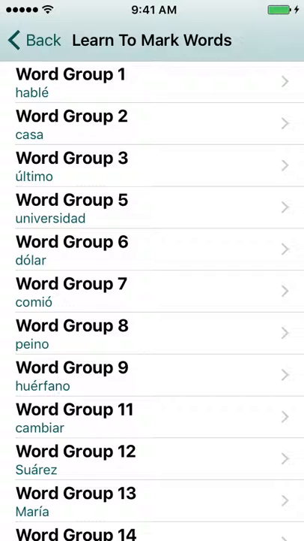This app is called Accent Marker, and it teaches you not just to learn the rules, but to be able to apply and acquire the application of those rules. In other words, you become proficient at marking words in Spanish. All words in Spanish either get a mark or they don't.